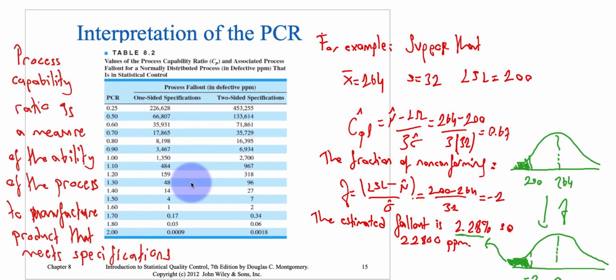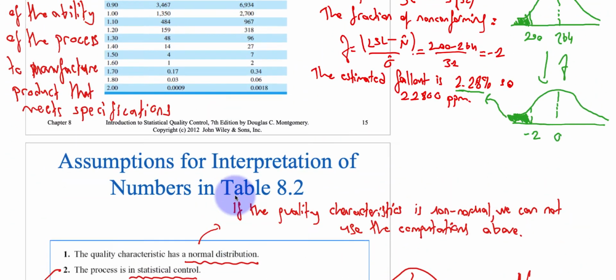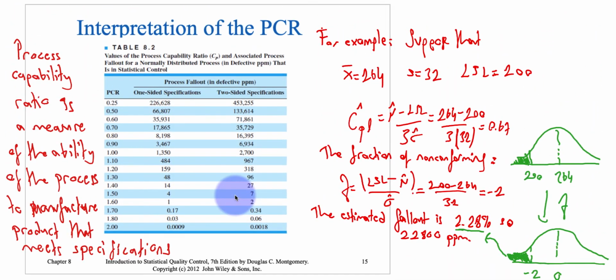Okay, so, interpretation of the process capability ratio. Here we have a table. It's like a shortcut calculation. There are some levels of process capability ratio, just from 0.25 to 2, and these are the shortcut calculations for this process capability ratio.